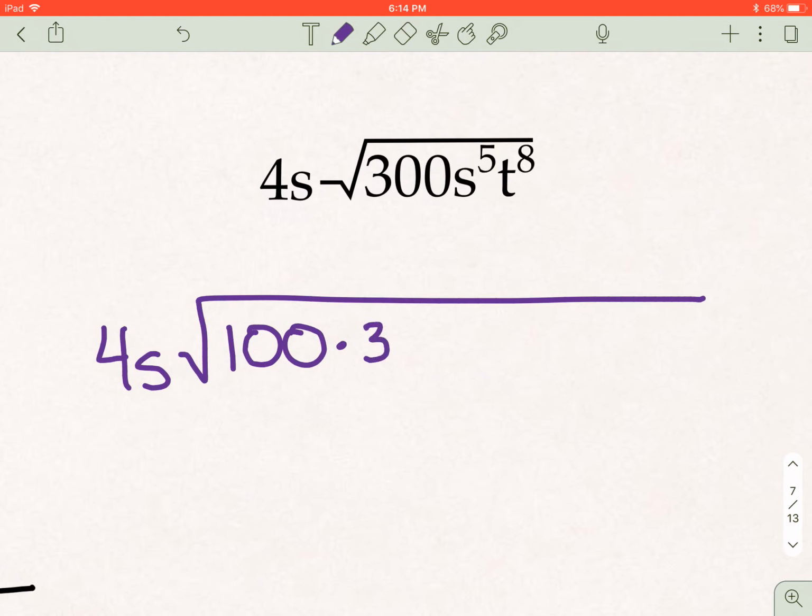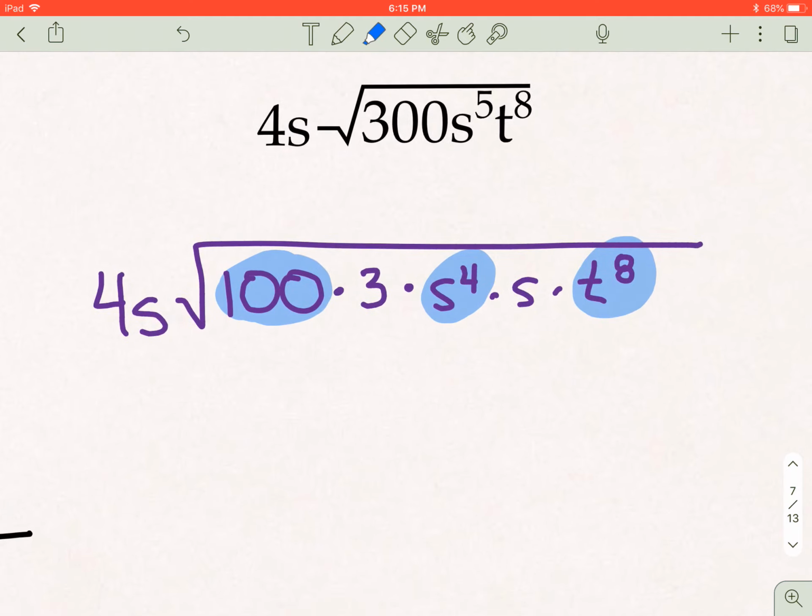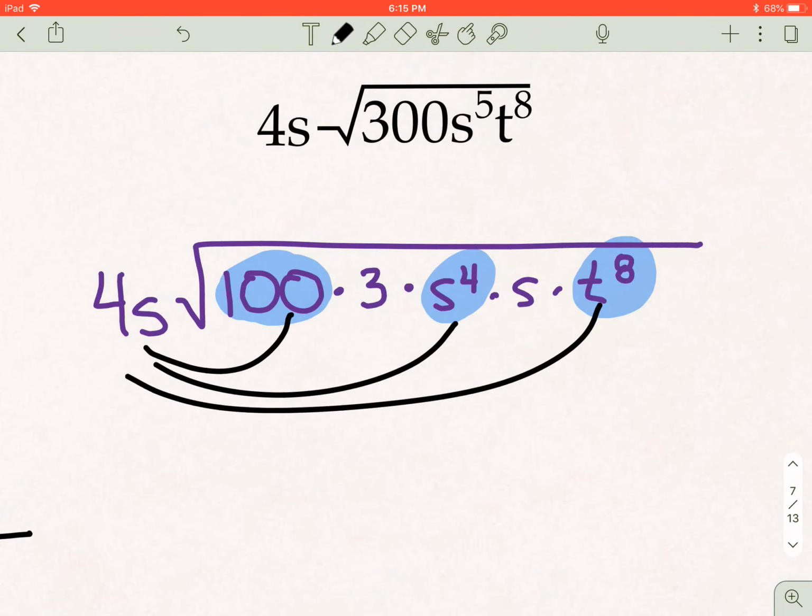If you use 150 times 2, you're not going to help yourself out at all because 150 is not a perfect square and 2 is not a perfect square. With my s to the 5th, I'm going to rewrite that as s to the 4th because I want the greatest even exponent that I can leave, times s, times, well, t to the 8th is already even, so I can leave the s t to the 8th. So I'm going to go through and find my perfect squares, which are all right there, and I'm going to take those and pull them out to the outside of my radical.